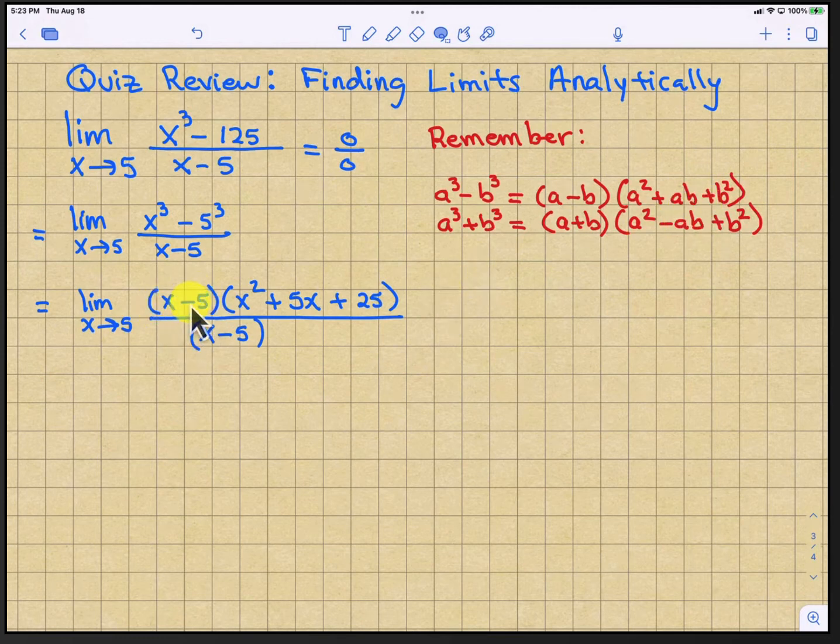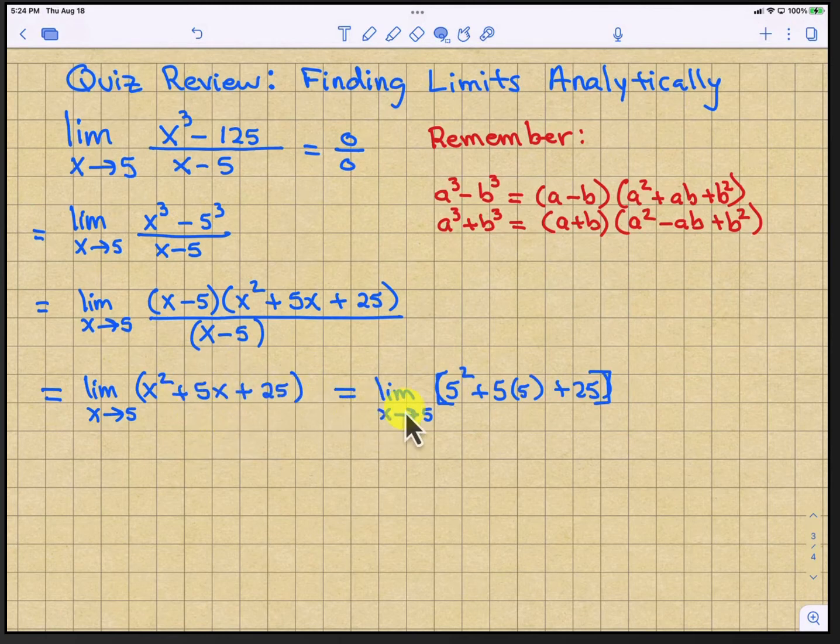As you can see, we have x minus 5 on the top and bottom, so those will end up canceling out. So now we just have the limit as x approaches 5 of x squared plus 5x plus 25. Now we can do direct substitution, plugging in 5 for x. So that's going to end up being 5 squared plus 5 times 5 plus 25. And actually, you really don't even need the limit at this point because you're doing direct substitution. Well, 5 squared plus 5 times 5 plus 25 equals 75 for our final answer. So that is the limit.